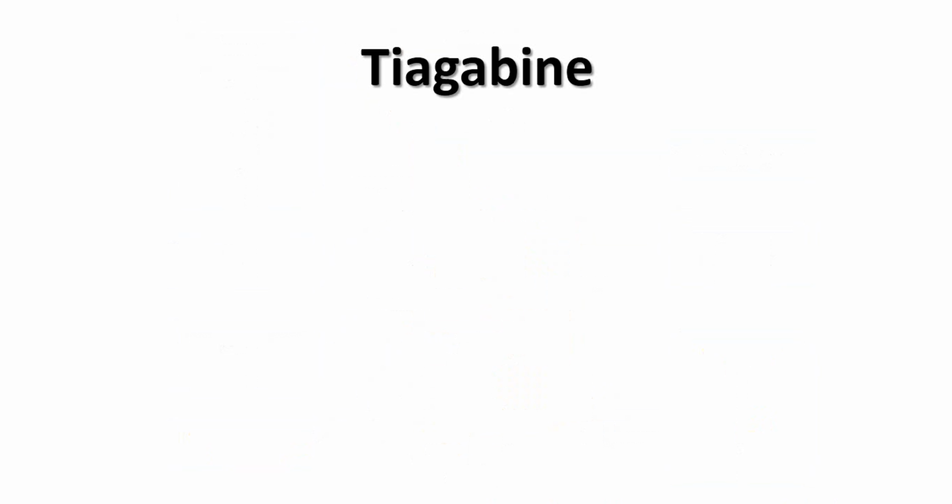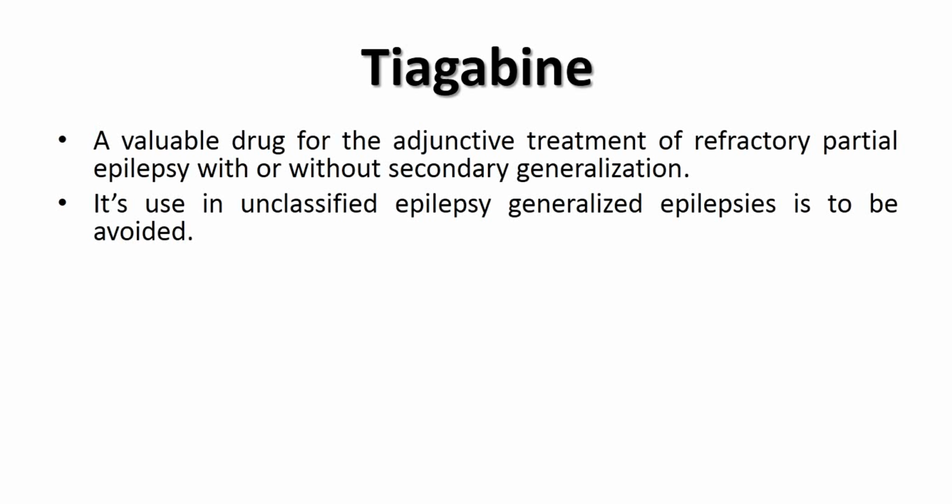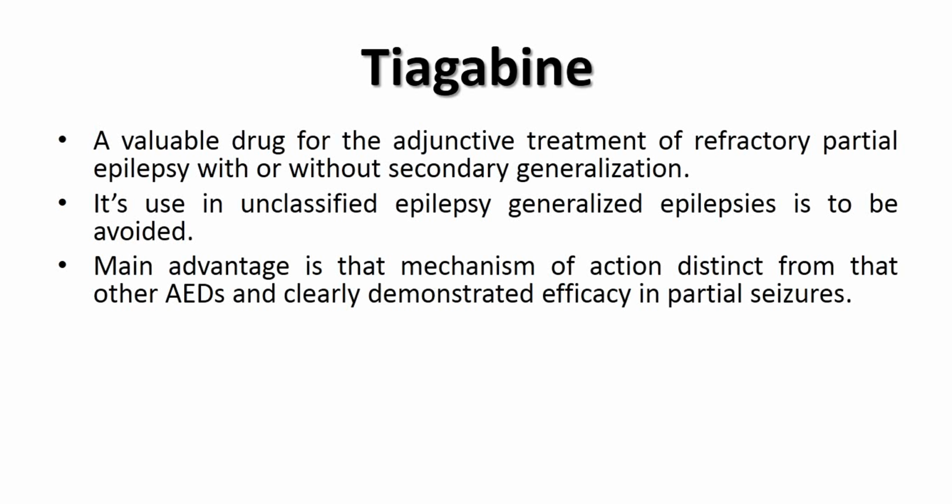Apart from that, Tiagabine is a valuable drug for adjunctive treatment of refractory partial epilepsy with or without secondary generalization. This drug is used in unclassified epilepsy, but is to be avoided in generalized epilepsy. The main advantage of this drug is the mechanism of action. This is very distinct from other anti-epileptic drugs and is clearly demonstrated in efficacy in partial seizures. This drug is very effective.